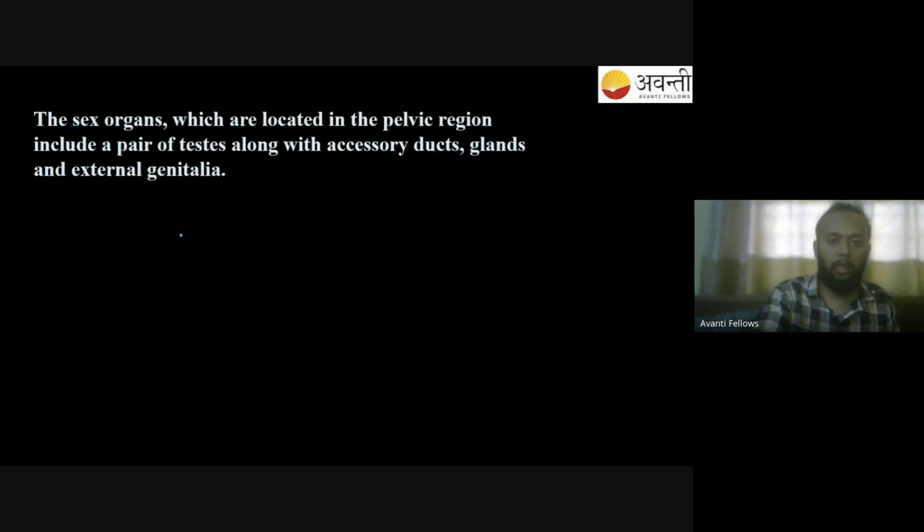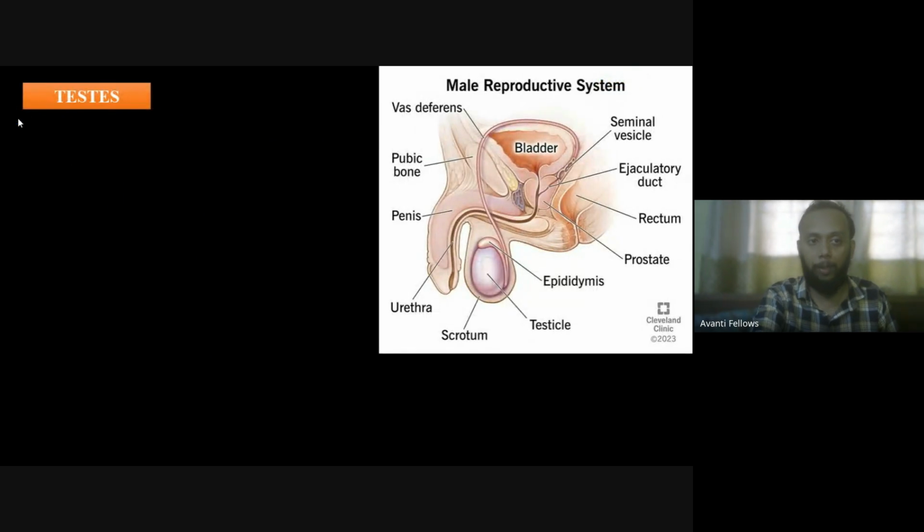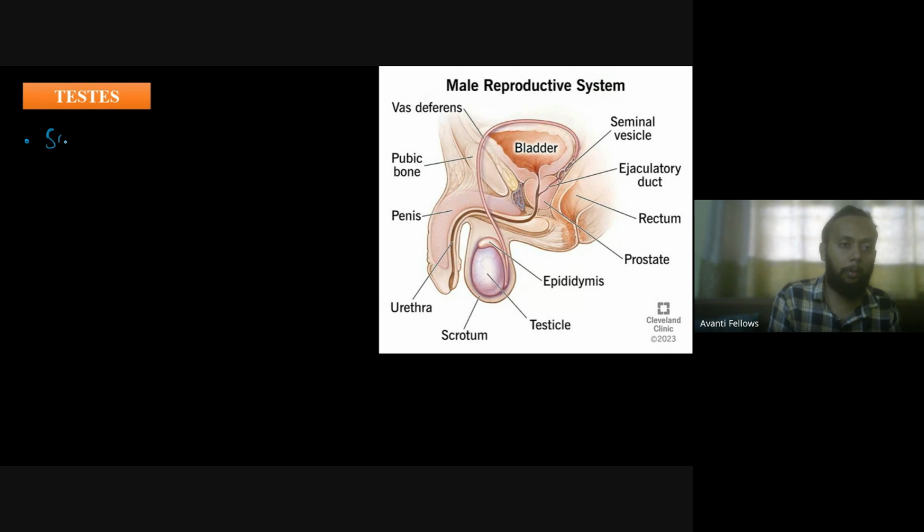So these are the sex organs which we will try to cover in today's class. We will understand everything in terms of the pair of testes, along with accessory ducts, glands and external genitalia. So that is something we'll try to see. Okay. Now right now we are focusing on the testes and the role they are going to play. Now testes, as I've told you, are kept in a bag-like structure outside the body and that bag-like structure outside the body is called my scrotum. Right?